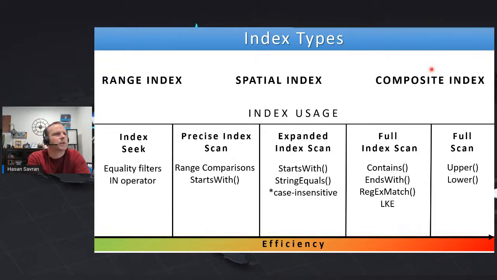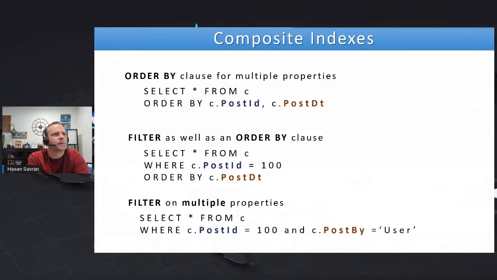Also, I want to talk a little bit more about the composite index, because it can really save you a good amount of request units. For example, you can use a composite index for multiple properties. You might be ordering by multiple properties here, or you might be filtering and using the order by. As you can see, this matches with the composite index. Or you might not have an order by, and you just use the where clause with multiple properties.